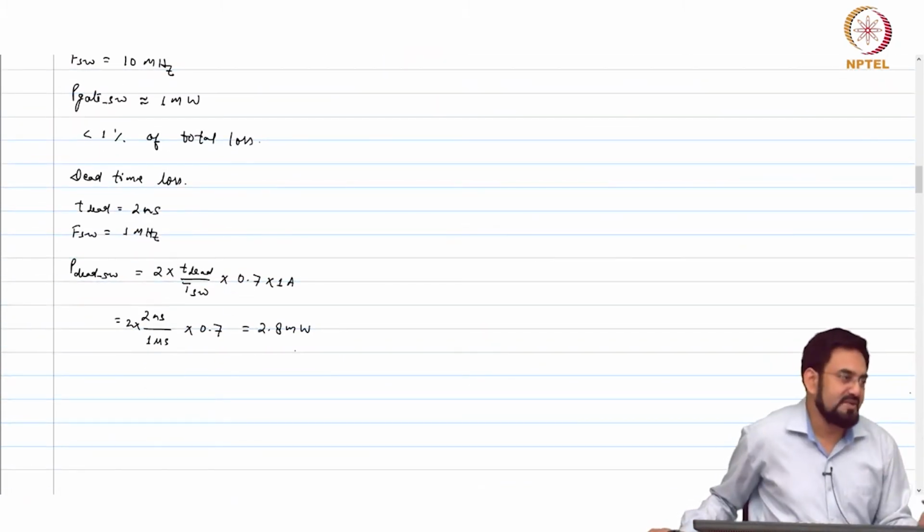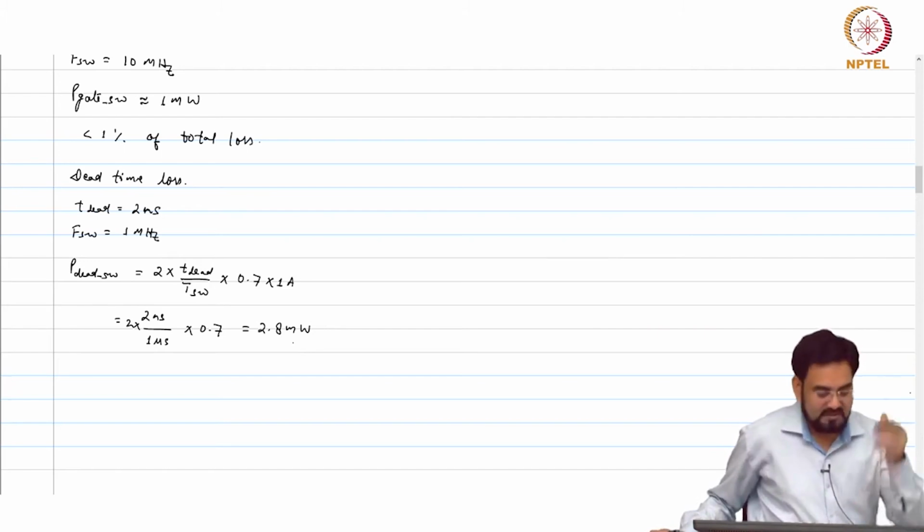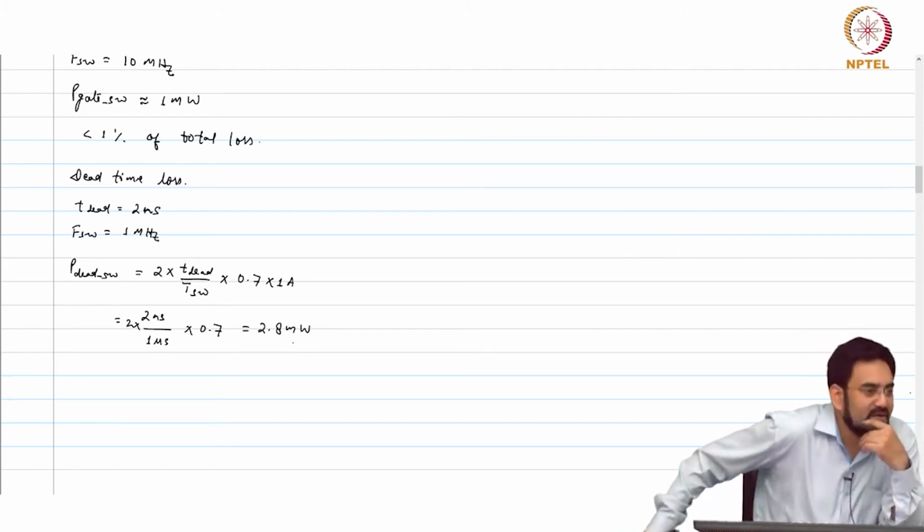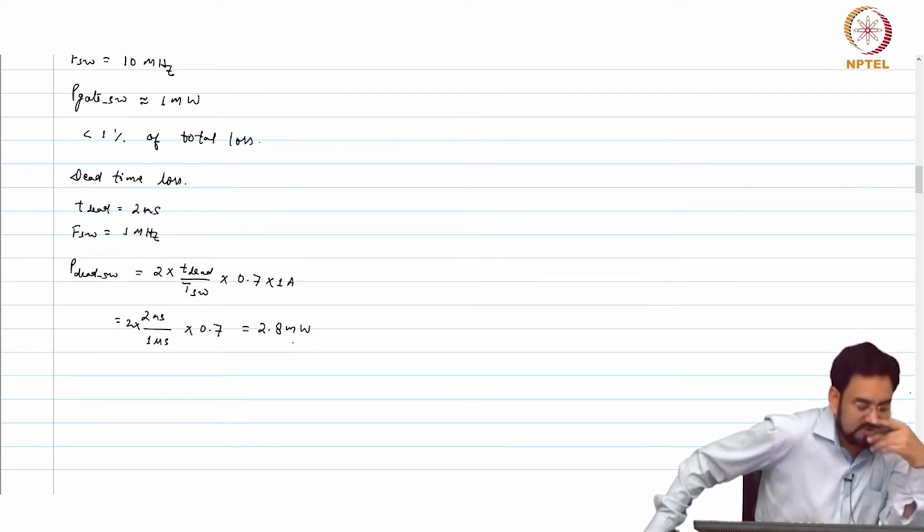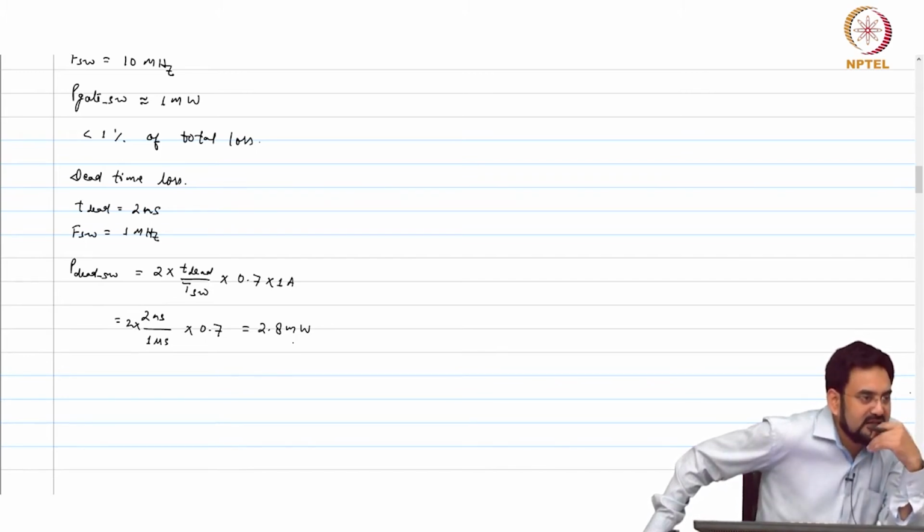If you keep the same dead time at 10 megahertz, that will be 28 milliwatt, which is very high. So this will limit your switching frequency, or you reduce the dead time proportionally. If you don't get less than 1 nanosecond, like order of hundreds of picosecond dead time for 10 megahertz, then it will be very difficult to achieve more than 90% efficiency.